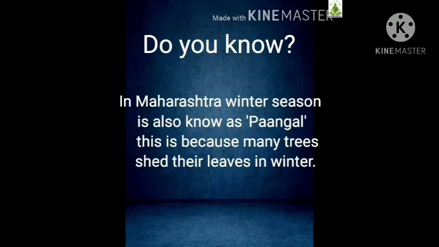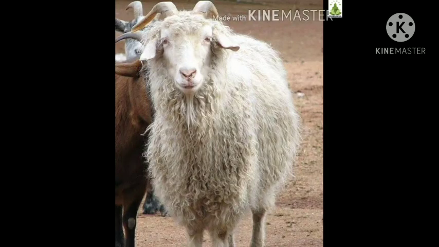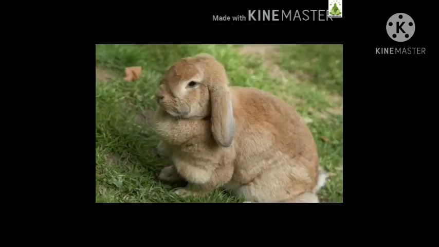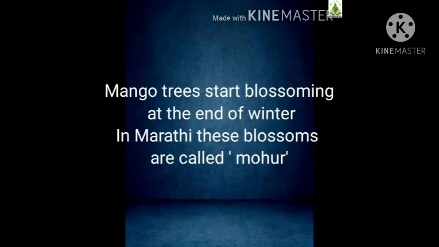Children, do you all know that in Maharashtra, winter season is also known as Pangal? It means falling off leaves. Like humans, this season affects all plants and animals too. In this season, furry animals like goat, sheep and rabbit develop a thick coat on their body to protect themselves from cold. In the end of winter season, we see mango trees start blossoming, which is also called mohar in Marathi.